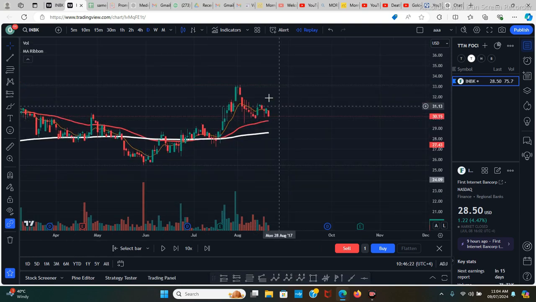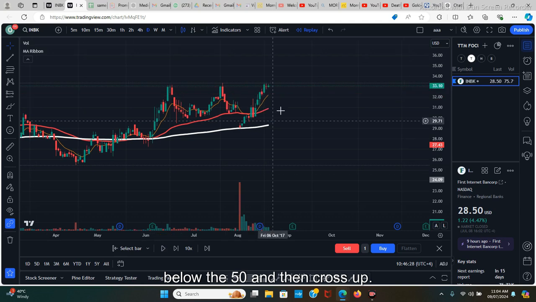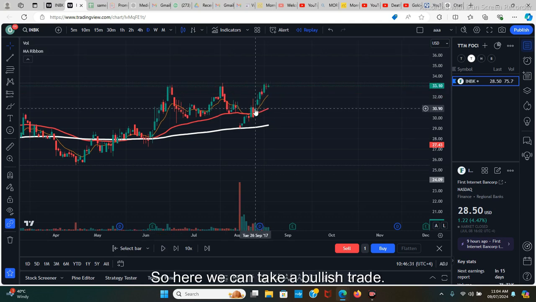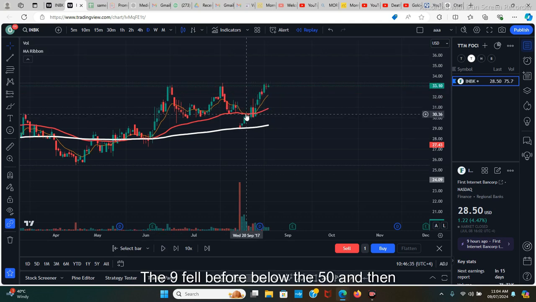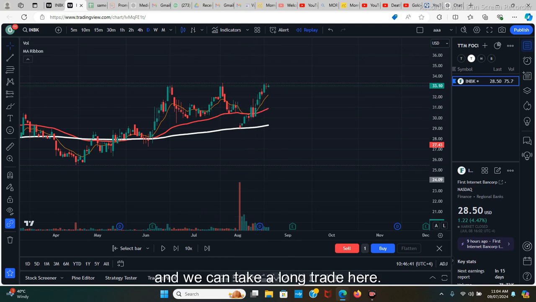Again, we are in bullish momentum. We're waiting for the 9 period to fall below the 50 and then cross up. So here we can take a bullish trade. The 9 fell below the 50 and then crossed the 50 from down towards the top, and we can take a long trade here.